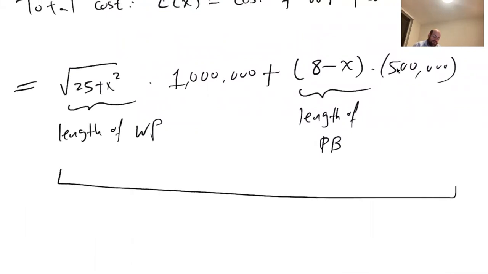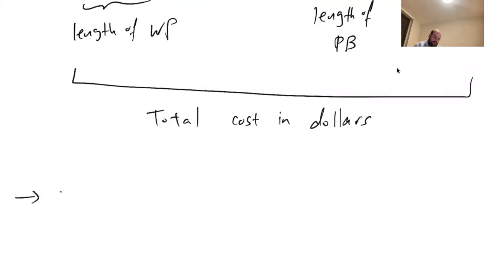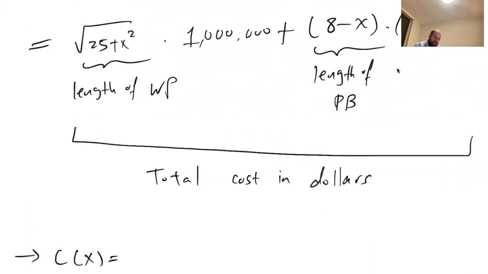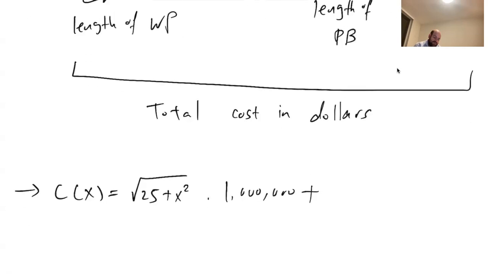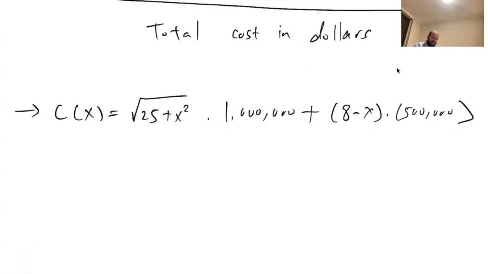So this is the total cost in dollars. So I can say that C of X equals root of 25 plus X squared times 1 million plus 8 minus X times 500,000. And there you are. Then I also need to determine the domain.